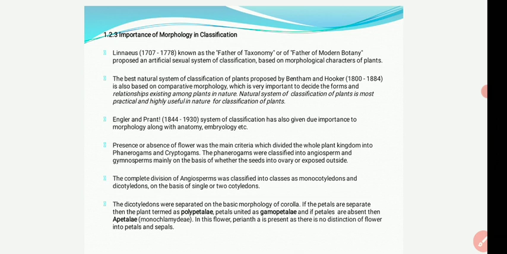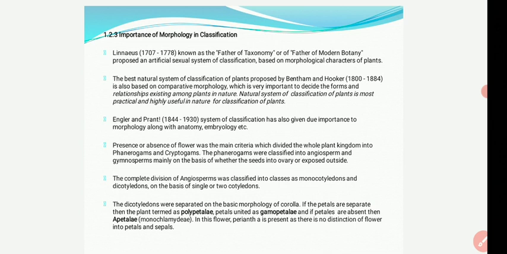The best natural system of classification of plants, proposed by Bentham and Hooker, is also based on comparative morphology, which is very important to decide the forms and relationship existing among plants in nature. The natural system of classification of plants is most practical and highly useful for classification of plants. The Engler and Prantl system of classification has also given due importance to morphology along with anatomy and embryology.